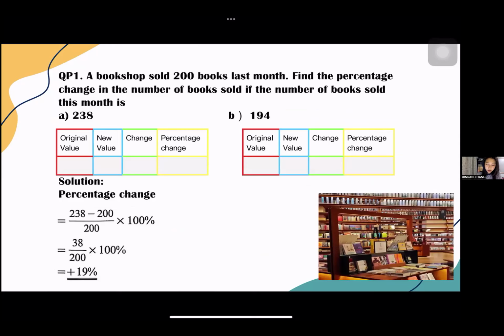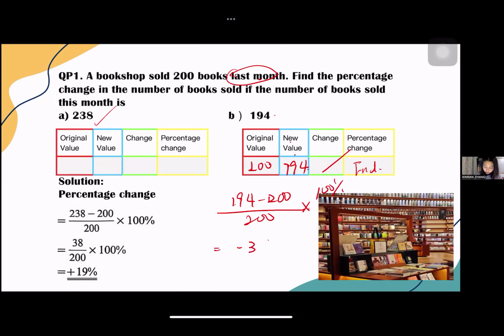Let's do another quick practice here. We have done the A part. Let's do the B part. The original value is 200 as well, because of last month, and the new value is 194. So we don't know the change, and need to find the percentage change. So it's just the new value minus the original one, divided by the original one. Don't forget the 100%. So we can get minus 3% of percentage change.